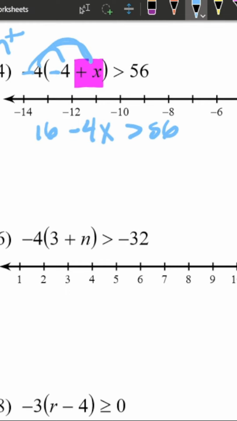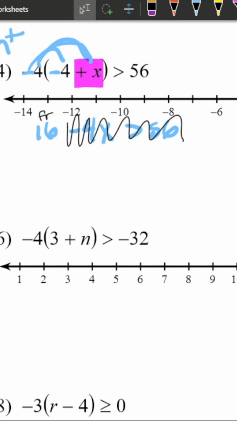So now all we have to do is solve for it. And we're going to do friends and family. In this case, the friend is the 16. Now, ignore this for a second. It's adding. There's not a sign in front of it, that means it's positive. Positive is the same thing as adding. So it's going to be adding.